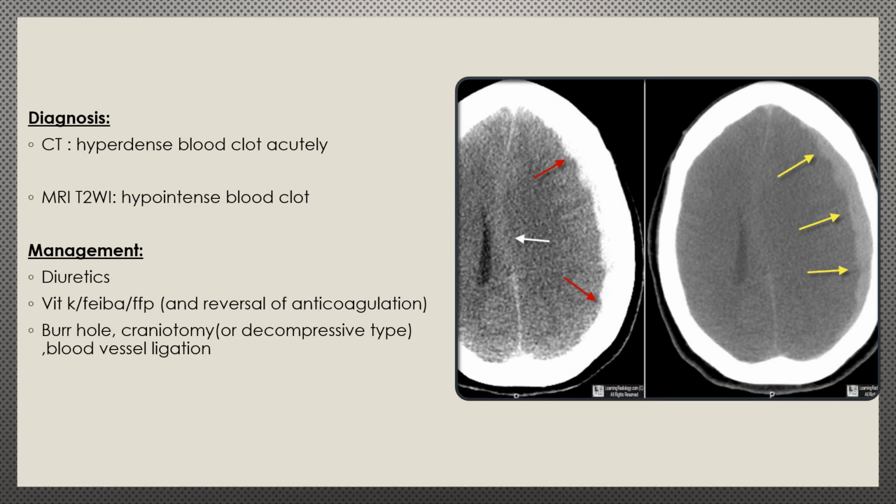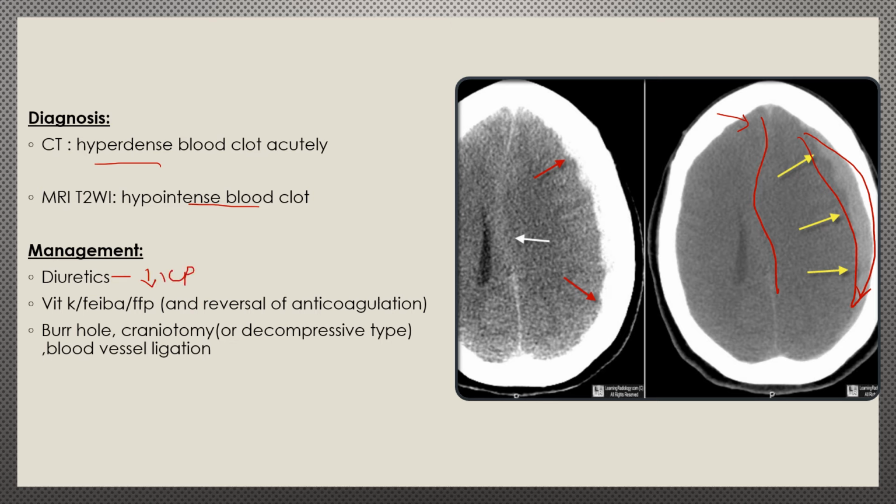A subdural hematoma on a CT scan appears as a hyperdense, crescent-shaped mass that looks like a moon. Here we can also see shift of the midline, which shows mass effect. On MRI T2 weightage image, we can find a hypointense blood clot. Coming on to the management, we can prescribe diuretics which decrease the intracranial pressure.